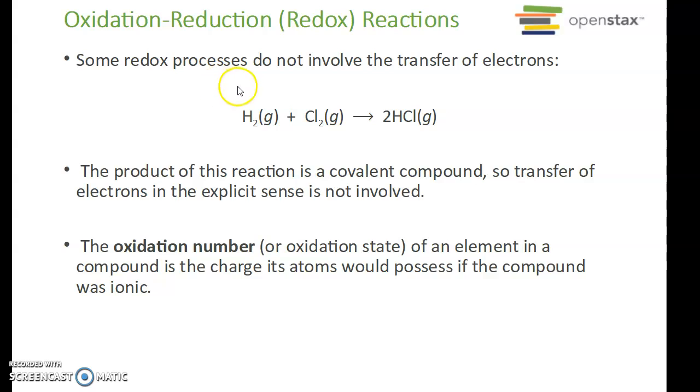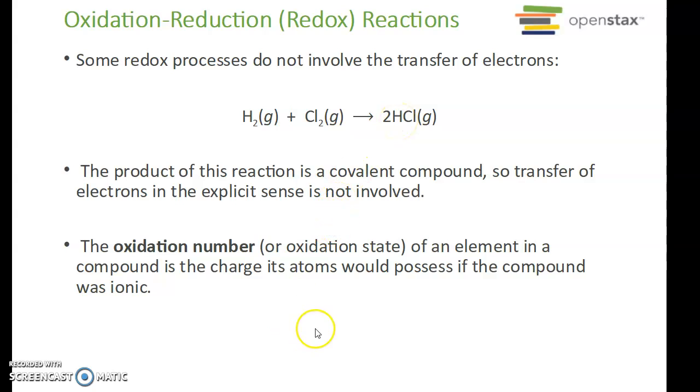So some redox reactions do not involve the transfer of electrons. This one right here, it forms a covalent bond, so it's a shared bond. It's not an ionic bond. Okay. So the product of this reaction is a covalent compound, so the transfer of electrons in the explicit sense is not involved. The oxidation number or oxidation state of an element in a compound is the charge its atoms would possess if the compound was ionic. So even though this is a covalently bonded compound, you think of the chlorine as something that has a -1 and the H is something that has a +1.